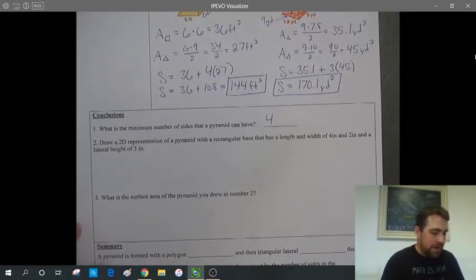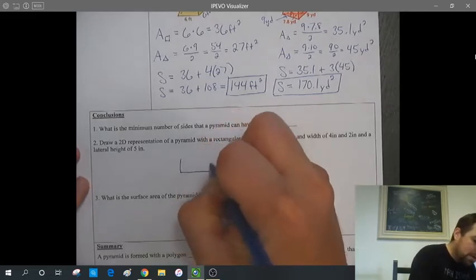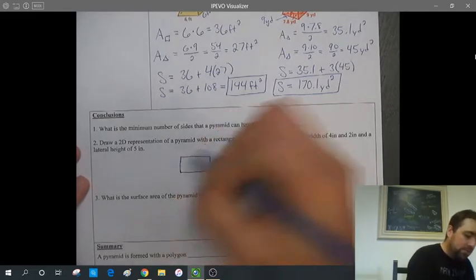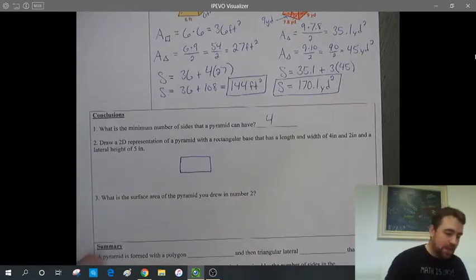Number 2, draw a 2-dimensional representation of a pyramid with a rectangular base that has a length and width of 4 and 2 inches and a lateral height of 5 inches. Now, what we're going to see here in a minute, I made a small mistake in making this question. When it comes to having a rectangular base, let's draw that. Here's our rectangle as a base, and again we're doing the 2-dimensional representation, so it's as if the pyramid was opened up and laid flat.